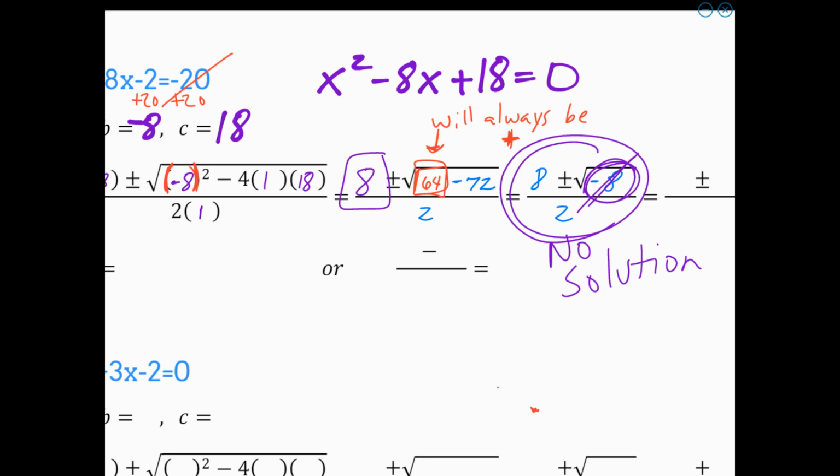You can take the square root of a negative number, but it is not a real number. This is where imaginary numbers come into play. You will deal with imaginary numbers in Algebra 2. You do not deal with imaginary numbers in Algebra 1. So if you get a negative underneath a square root symbol, it's no solution.